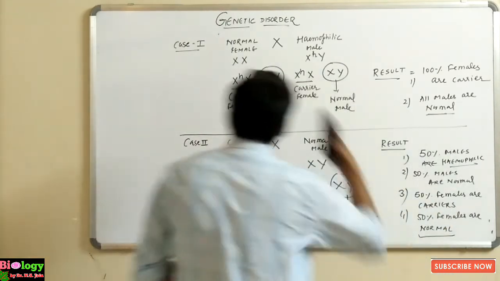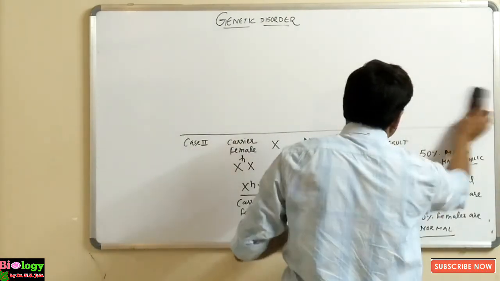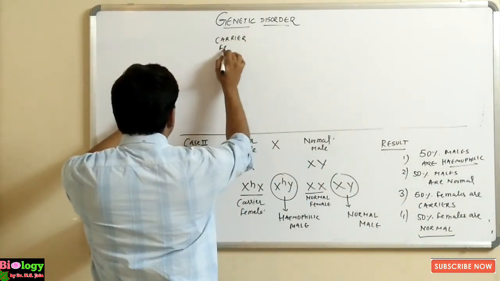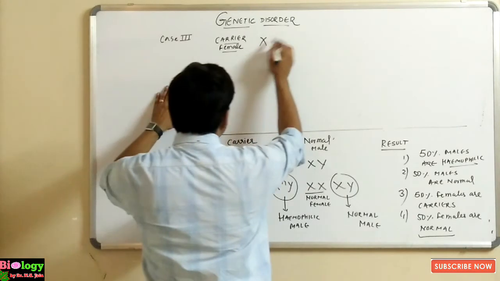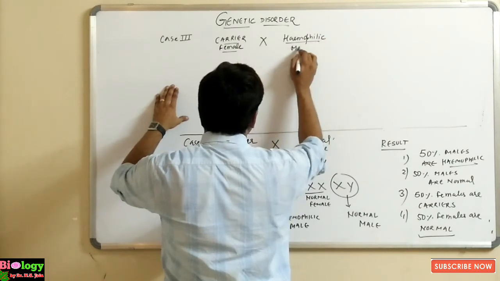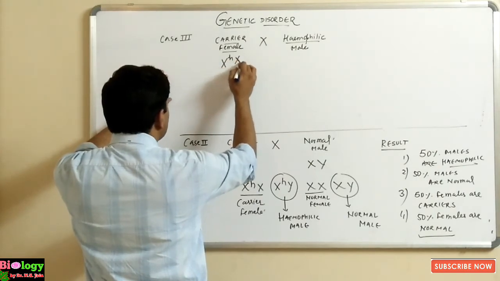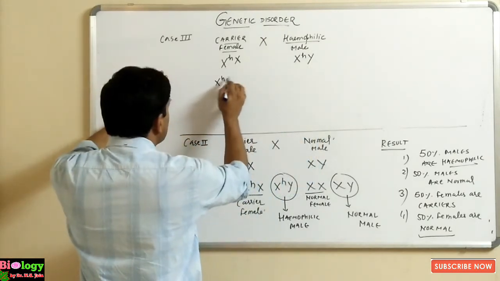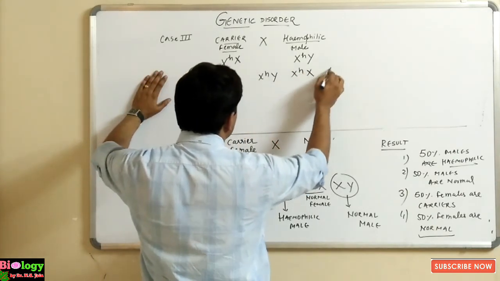Okay, now there may be a third case study also. Here I am taking the carrier female. This is case number 3: if a carrier female marries a hemophilic male, then what will be the case? See, a carrier female is XHX, okay, and a hemophilic male is XH and Y. Now cross it: XH, XH, XH, Y, XH, X, X and Y.